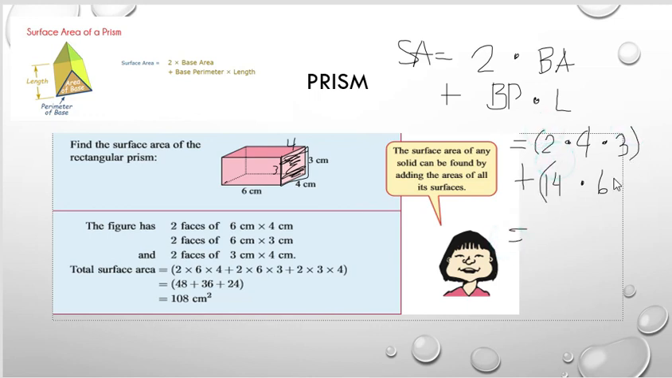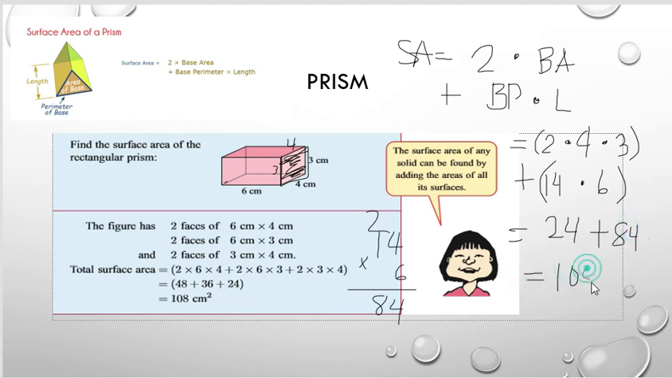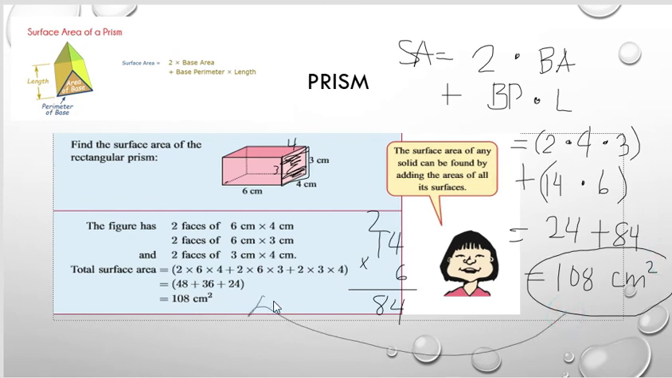You have to be careful in finding the surface area. Therefore, you do the multiplication first before you add them. So, 2 times 4 times 3: 4 times 3 is 12, times 2 is 24. 24 plus 14 times 6. 14 times 6 is 84. Add them up. What is 24 plus 84? This is 108. And don't forget the unit, it's centimeters, and because it's surface area, it should be squared. So this is the same answer as the earlier one. So always remember this formula. This is the formula for all types of prism.